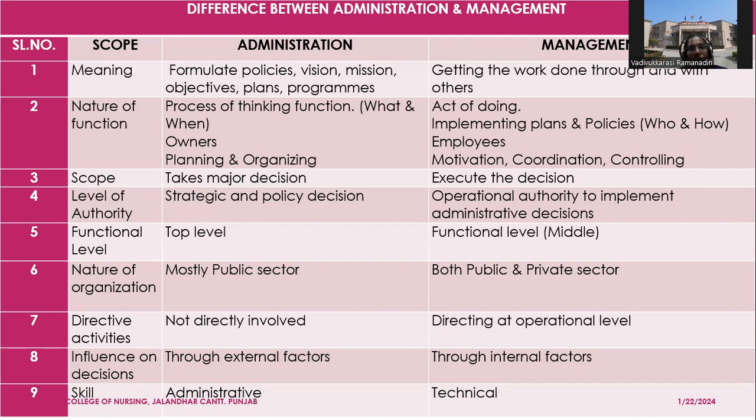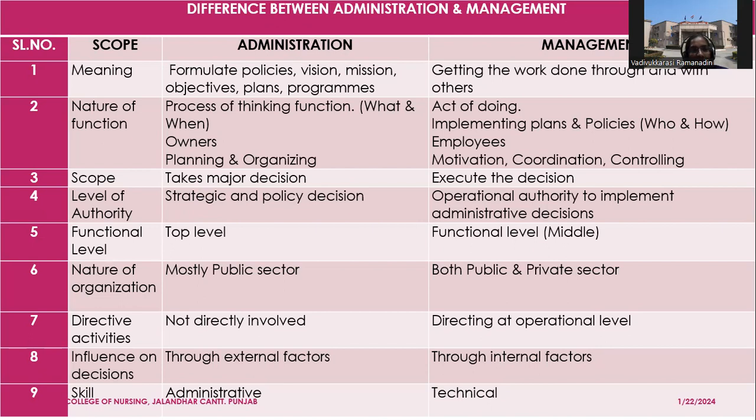The level of authority: strategies and policy decisions are at the higher level in administration, whereas in management, it is operational authority to implement the administrative decisions taken at the higher level. In terms of functional level, administration is the top level, whereas management is the middle and operational level. And in terms of nature of organization, administration mostly involves the public sector, whereas management is a combination of public and private sector.